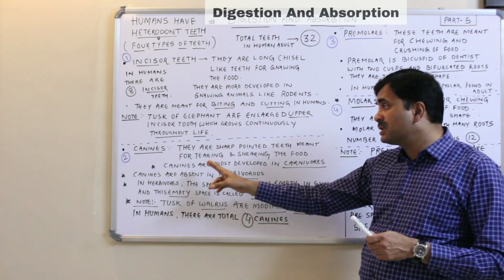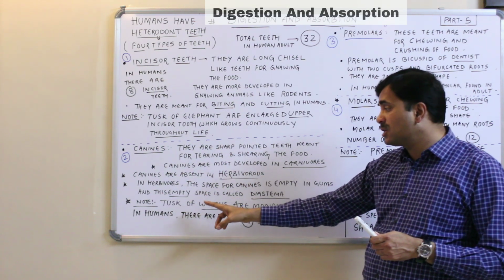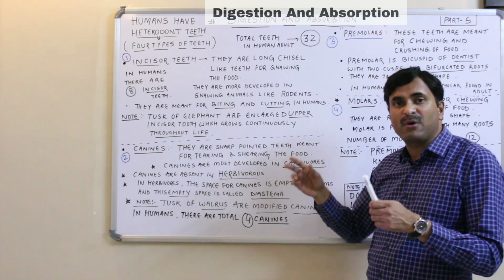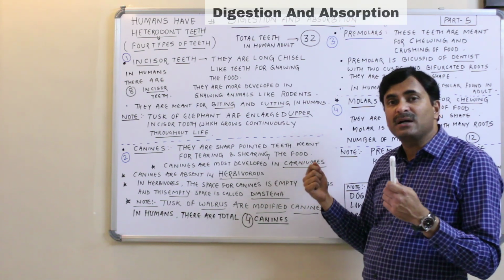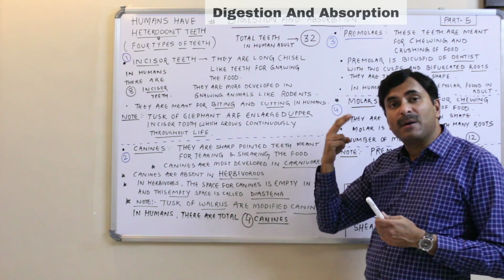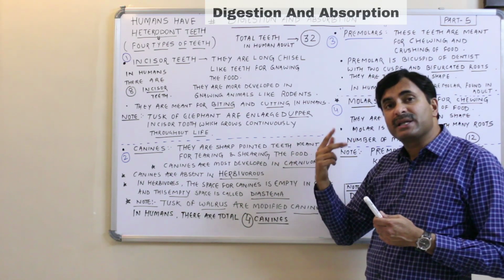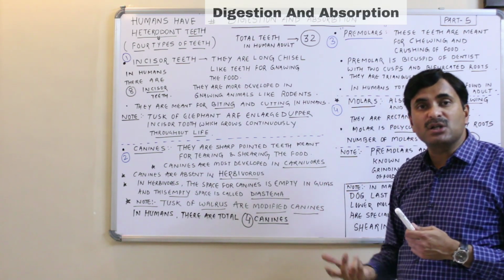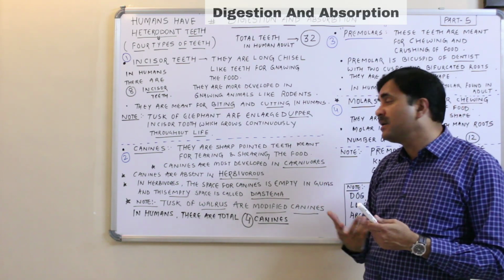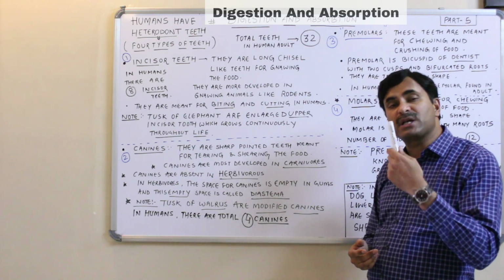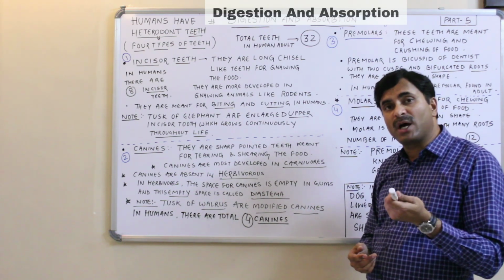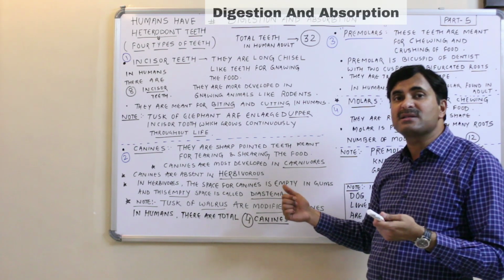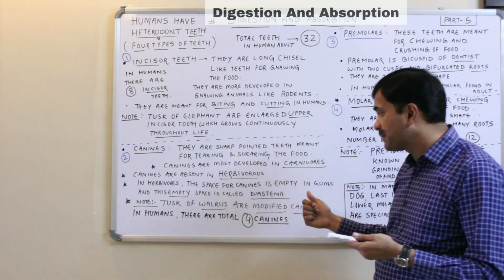And if I talk about humans, in humans there are a total of 4 canine teeth, which are found nearby the incisor teeth. So in the upper jaw there are 2 canines, and in the lower jaw 2 canines are present. So in an adult human being there are a total of 4 canines. When we talk about the dental formula in the next video, then we'll discuss more about where the canines are located, okay.